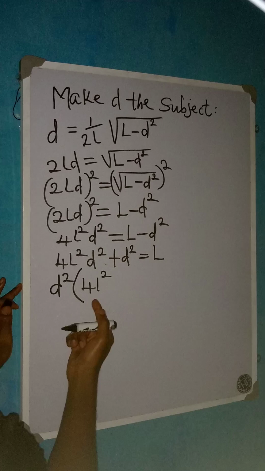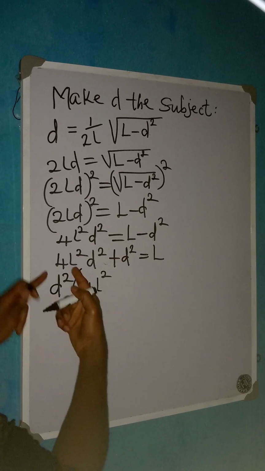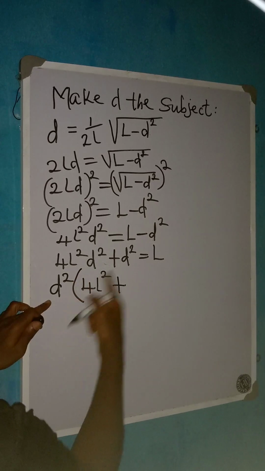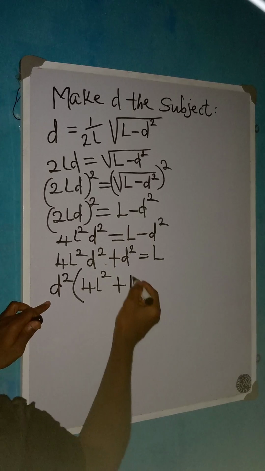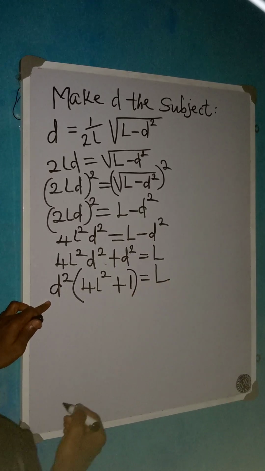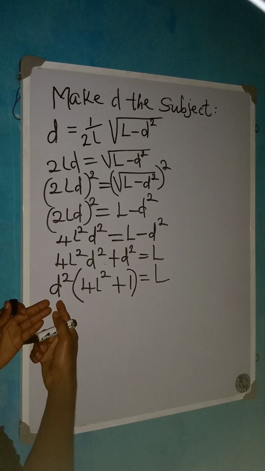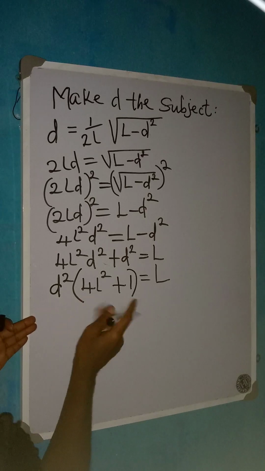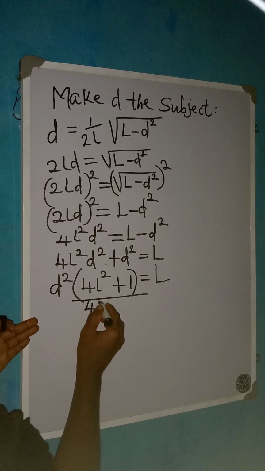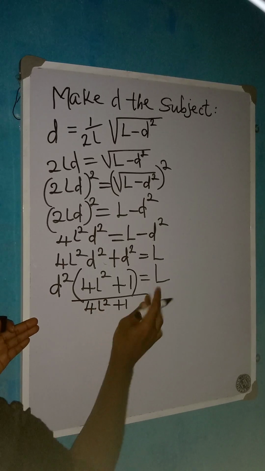Remember this side is small letter l. This is small letter l. So I have 4L squared on this side plus D squared into D squared will be 1. Close that bracket. This is equal to capital letter L. And now that I have D squared, I should make D squared the subject first. So I'll divide both sides by the whole of this, 4L squared plus 1. Okay.